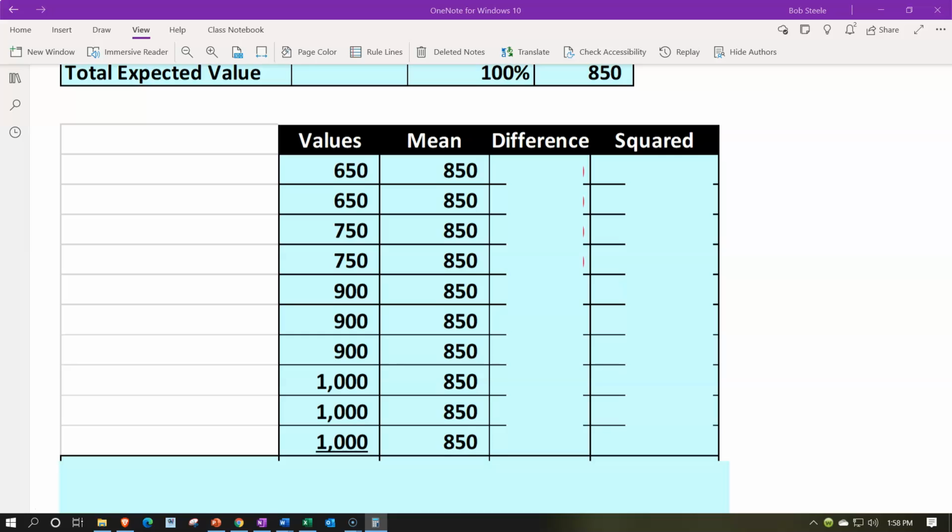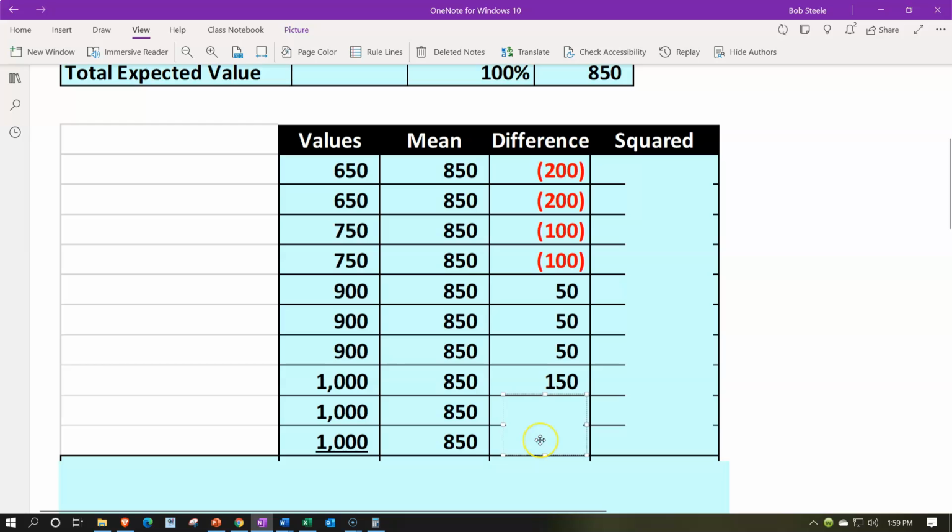So that 850 then is the average, or the mean, the center point that we're talking about, not the median, but the mean. And then we're looking at the difference between the value and the mean. So the 650 minus the 850 is negative 200. 650 minus 850, same. 750 minus the 850, negative 100, same here. 900 minus the 850 is 50, same, same, same.